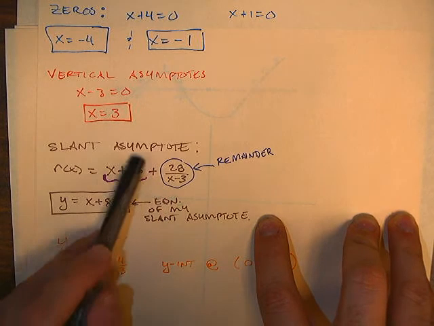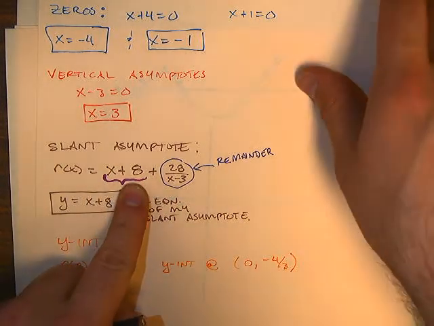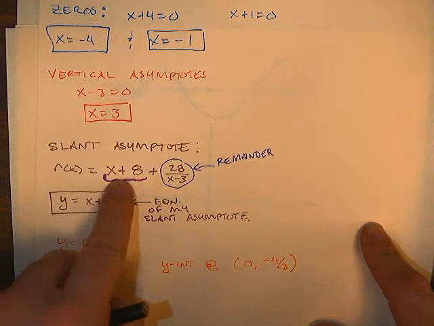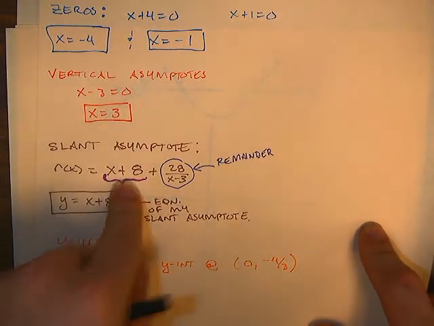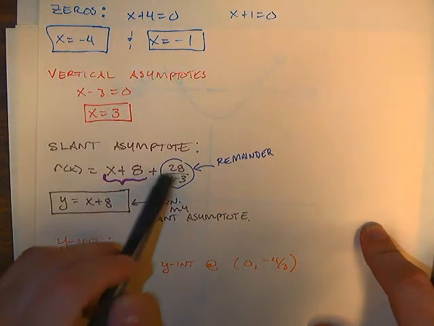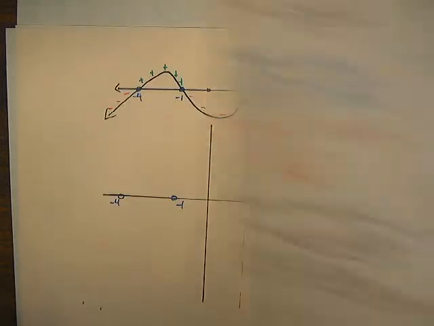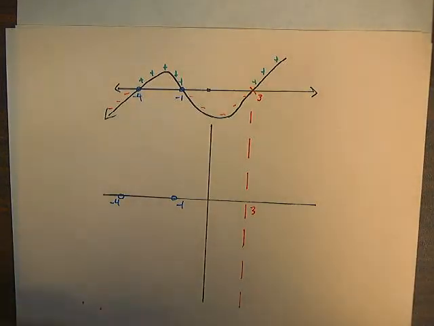But this slant asymptote is a function on its own. So I have to graph this function in order to determine what my slant asymptote looks like. Remember, we're going to disregard the remainder altogether. So x plus 8, let's graph that out.